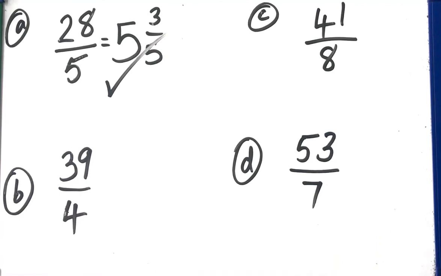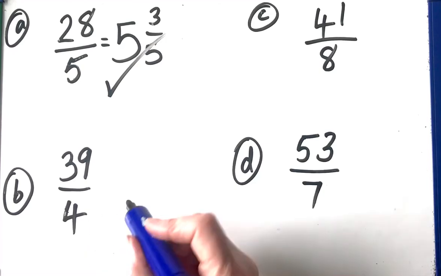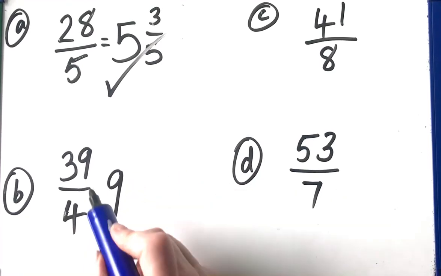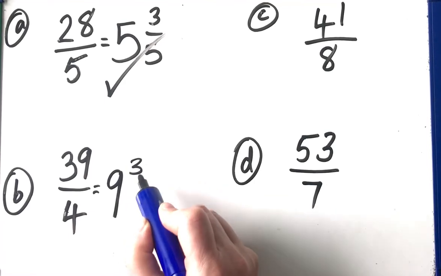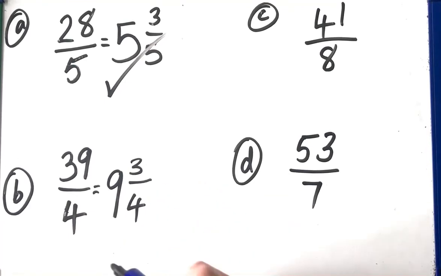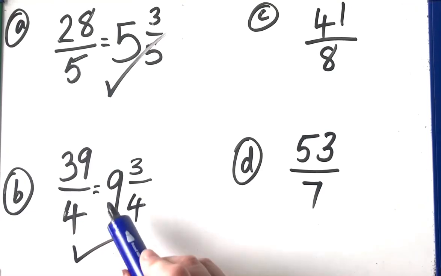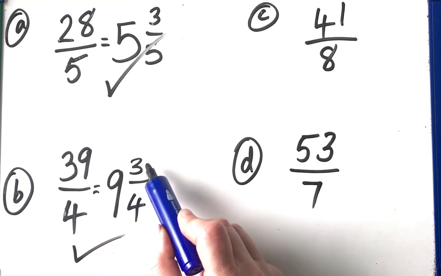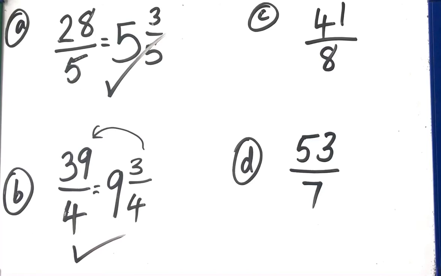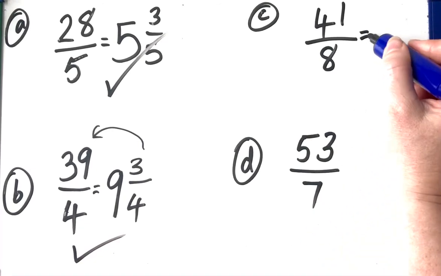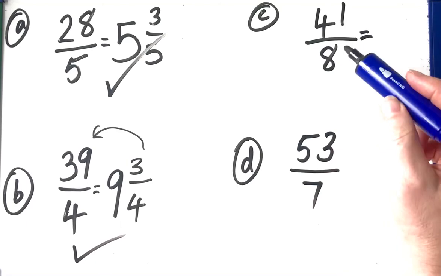4's into 39, well 4 8's are 32, 4 9's are 36, 4 10's are 40, so it's 9. 9 4's are 36, and there are 3/4 left over. Hopefully you got that one right. Let's double check. 9 4's are 36. 36 plus 3 does go back to 39/4. So again, watch the video on a mixed number into an improper fraction if I'm going a bit fast when I do the checking there.